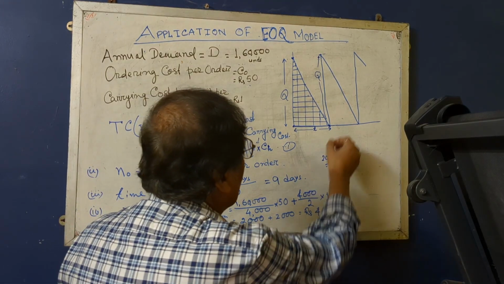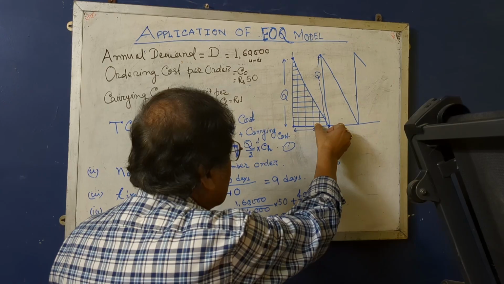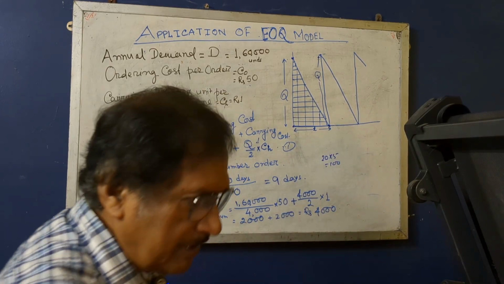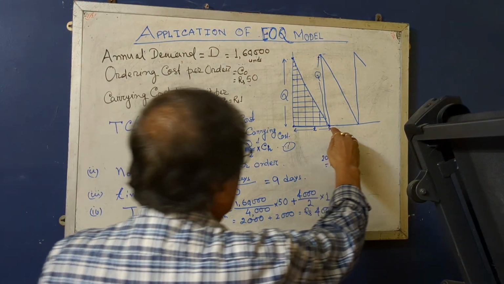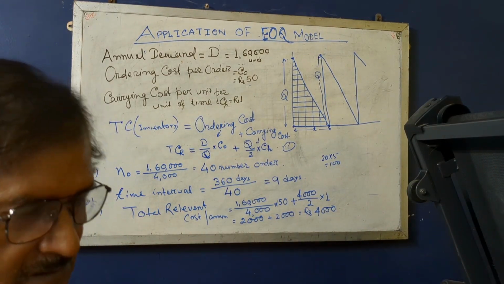But you have to place your order not at this point. You have to order at the point where the inventory in your hand will let you manage till the arrival of the order. I think it is clear.